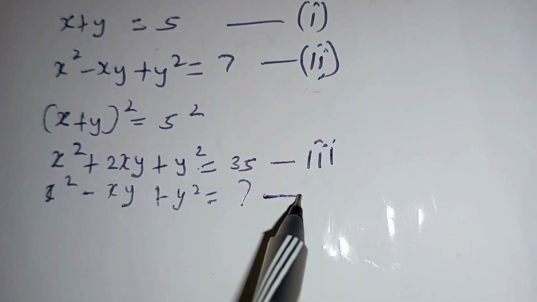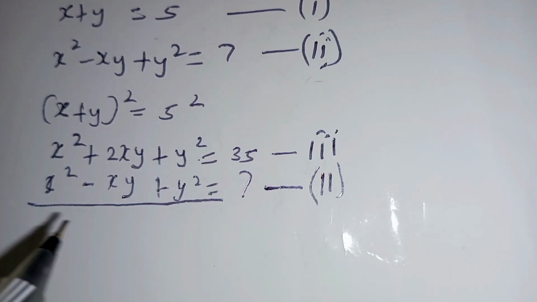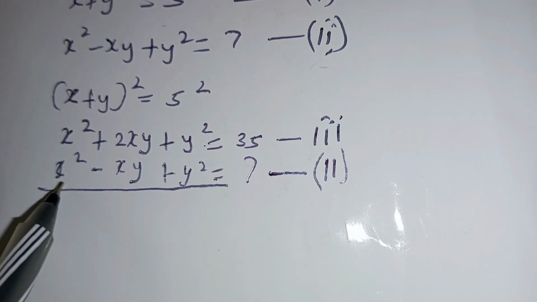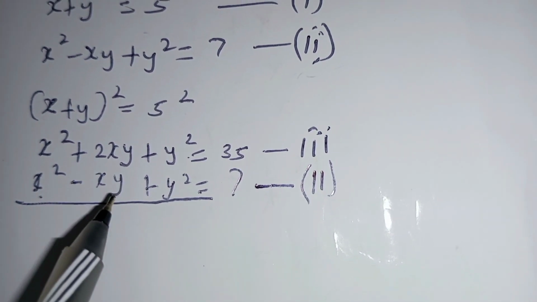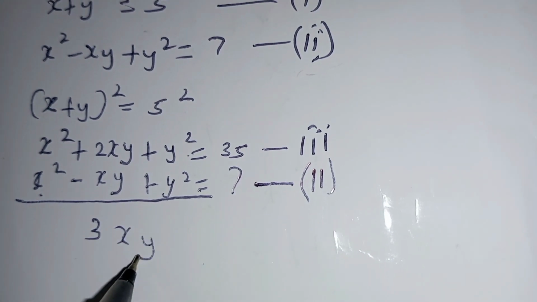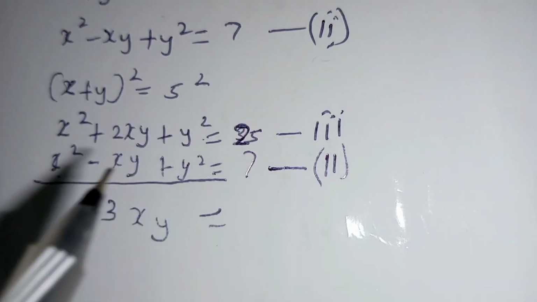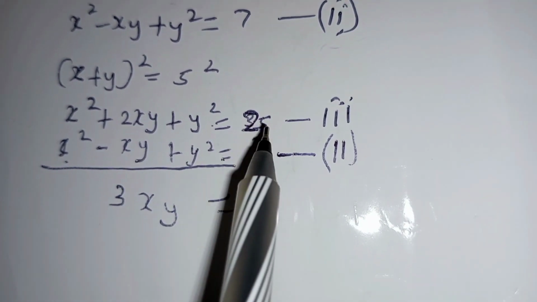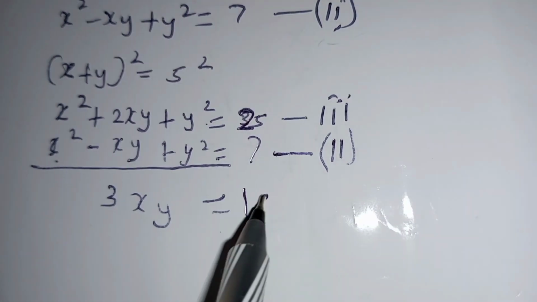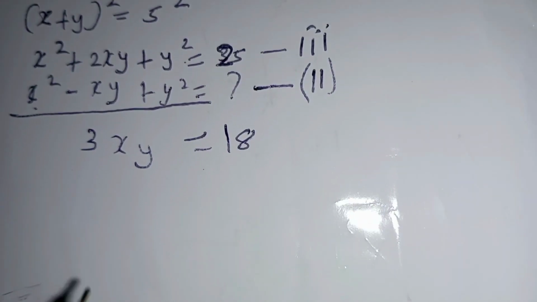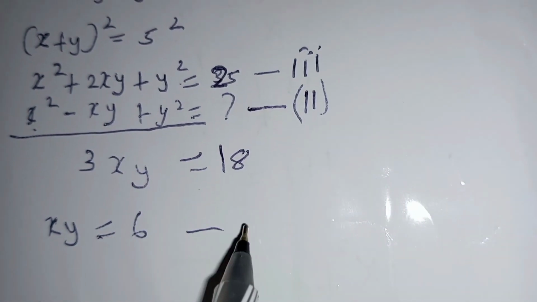So we can solve equation 3 and equation 2 by elimination. x squared minus x squared is 0. 2xy minus xy will be 3xy, which is equal to 5 squared, which is 25, minus 7, which is 18. We can divide by 3 throughout so that we obtain xy is equal to 6. We call this equation 4.